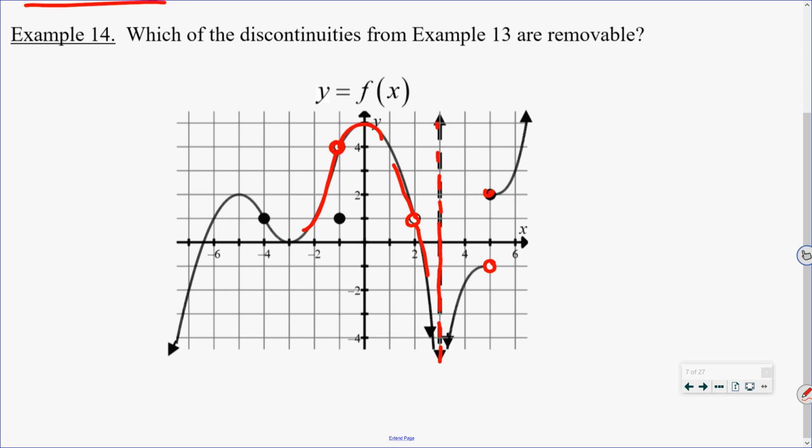So you're talking about removable or non-removable. If it's a hole in the graph, removable. If it's not, if it's anything else, vertical asymptote, jump, or break, then it's non-removable. The way I think about it is if I could plug one point in there and it would make it continuous, then we'd say it's removable.